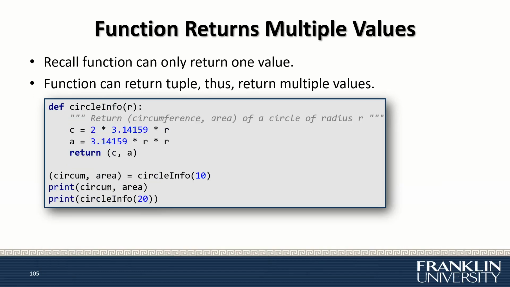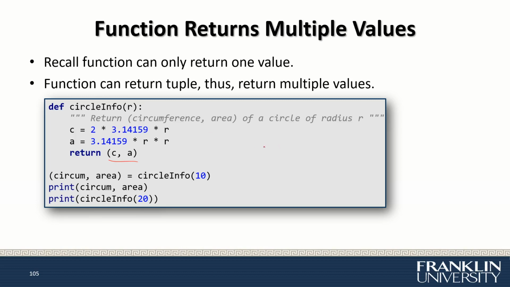And function return multiple values. Well, in Python, you can return multiple values using a function. And to do that, we use the tuple. A function can return multiple values using a tuple. For example, circle info. I calculate the circumference, I calculate the area, and I return the circumference and the area of a circle in one return statement.